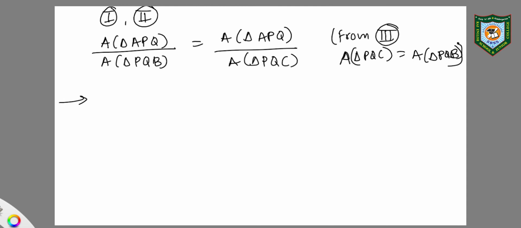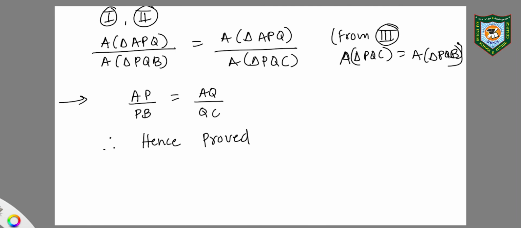So now from 1 and 2, I can simply write area of APQ divided by area of PQB as AP divided by PB is equal to AQ divided by QC. And this is what we had to prove, and therefore here we have proved our required theorem.